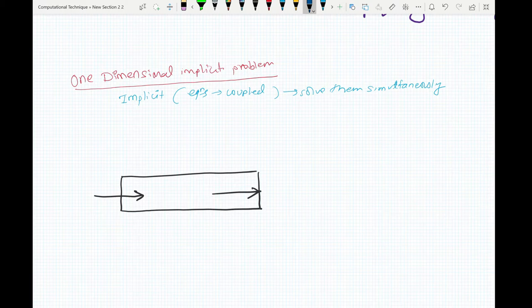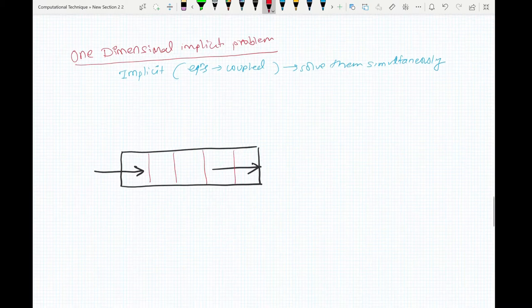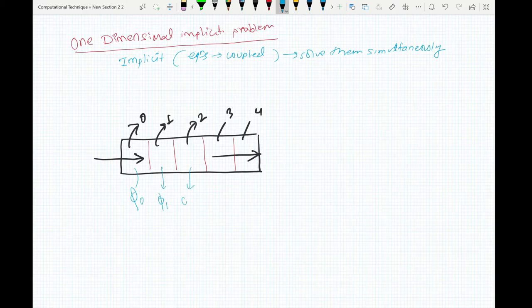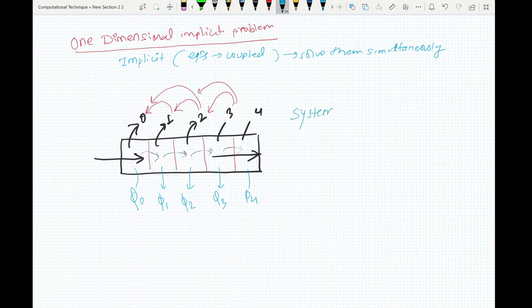what you do is you divide this section into different grid blocks. Now here, let's say this is grid block 0, grid block 1, 2, 3 and 4, and we can have our potential head at these points be phi 0, phi 1, phi 2, phi 3, phi 4. Now to find these potential heads, we have to form a system in which each of these values depends on each other, and you'll have to solve them in a matrix form.